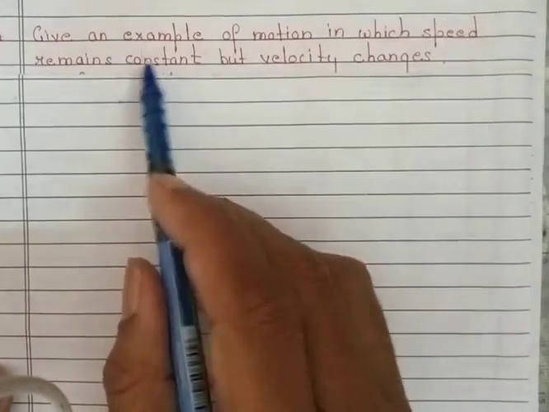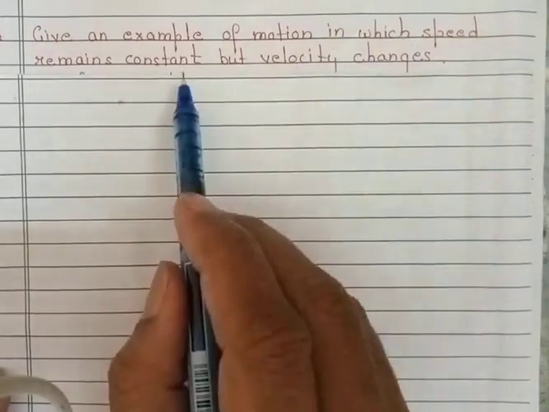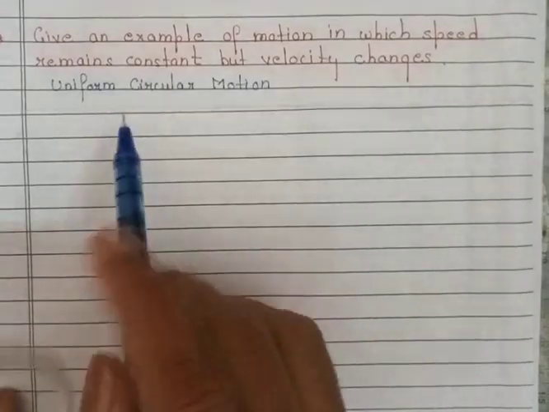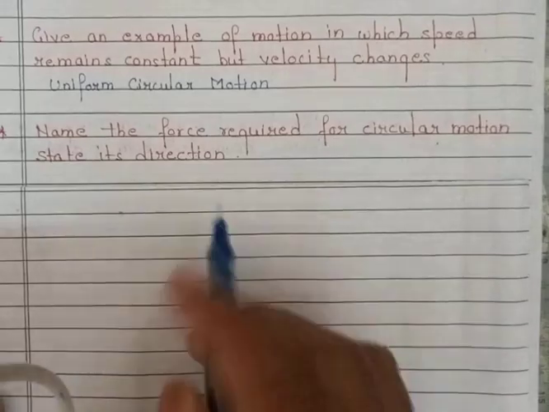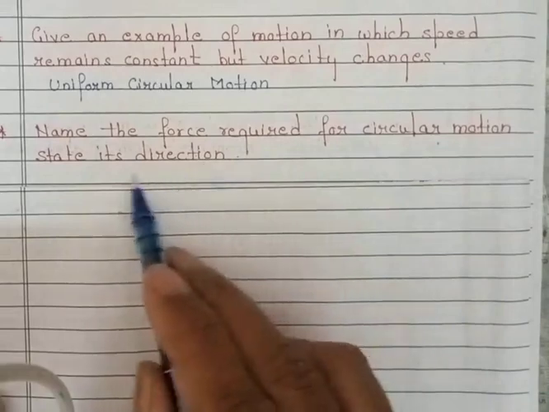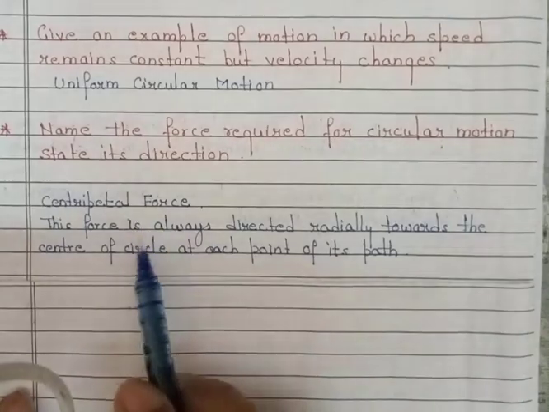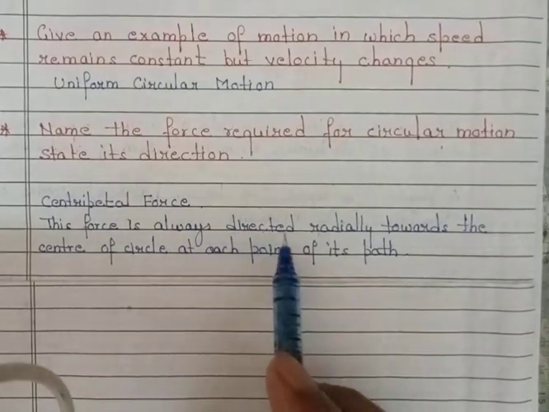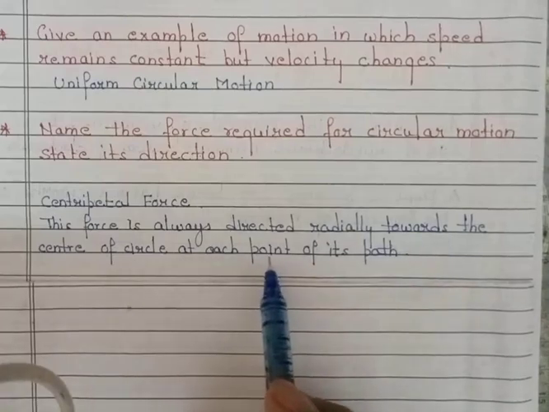The next question, give an example of motion in which speed remains constant but velocity changes. Answer is uniform circular motion. Okay, next is name the force required for circular motion and state its direction. Answer is, it is the centripetal force, and this force is always directed radially towards the center of the circle at each point of its path.